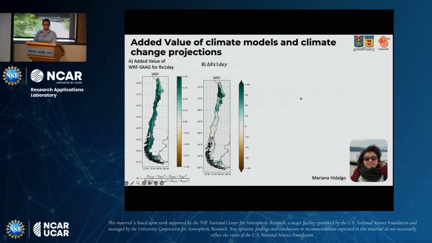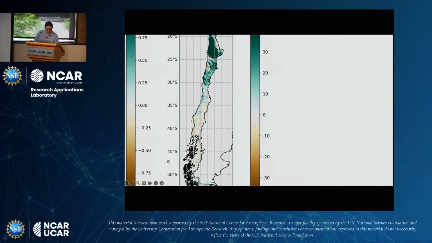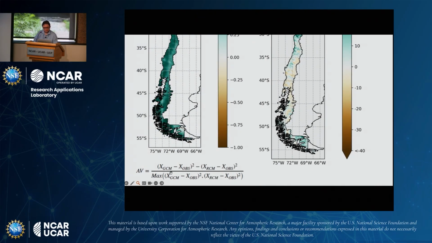She is analyzing regional climate models and the WRF-SAC simulations also, and she computed the added value of the WRF-SAC simulations compared to ERA5. You see this equation here. This is a measure of the bias of the forcing, for instance the global simulation, compared to a reference product, in this case a gridded product for precipitation in Chile, relative to the mean bias of the climate simulation, in this case the WRF-SAC simulations.